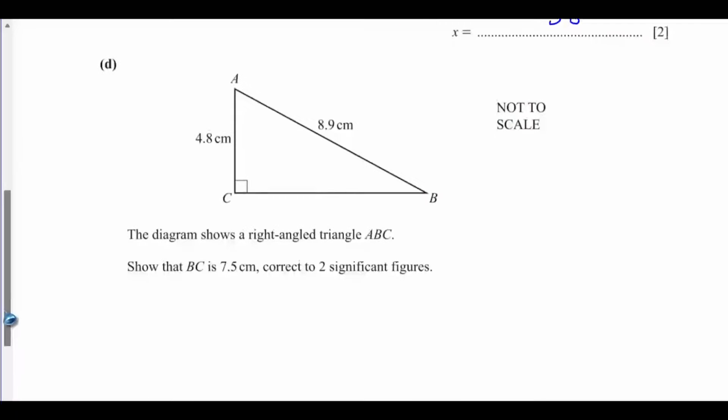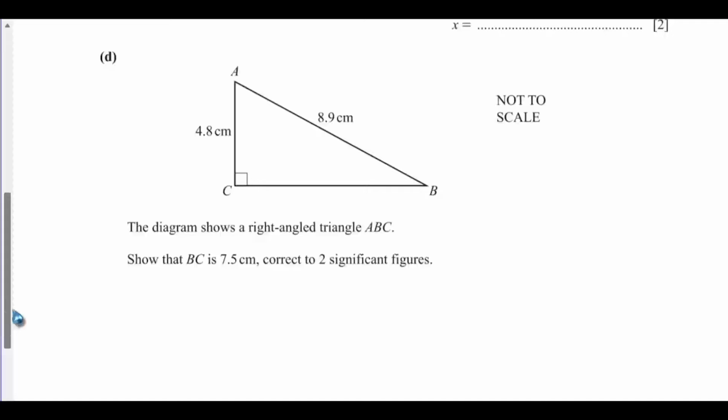The diagram shows a right angle triangle ABC. Show that BC is equal to 7.5 centimeters, correct to two significant figures. Okay, so using Pythagoras theorem, you can denote this by, let's say, X, or you just leave it as BC. So the square on the hypotenuse, that will be AB squared, equals the sum of the squares on the other two sides, AC squared plus BC squared.